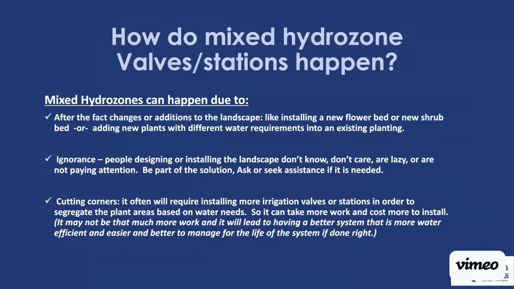So next, just flash through these. Mixed hydrozones happen due to after-the-fact changes or additions to the landscape, like installing a new flower bed or shrub bed where there wasn't one before, or adding new plants with different water requirements into an existing bed. Sometimes it comes about from changing the irrigation system and changing up your head types.